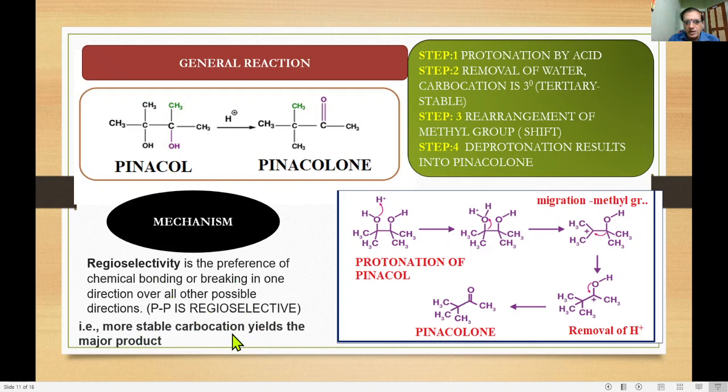And the more stable carbocation yields the major product. Suppose we consider that this reaction is taking place. Why can't this come over here to take the carbocation and make a pinacolone? Why can't it go to the tertiary carbocation? So it may be migrating to the more stable one. Compared to both, this is the more stable, so it prefers this one.